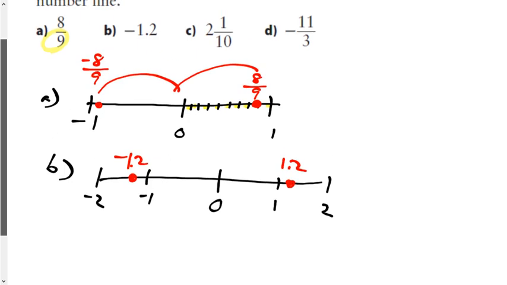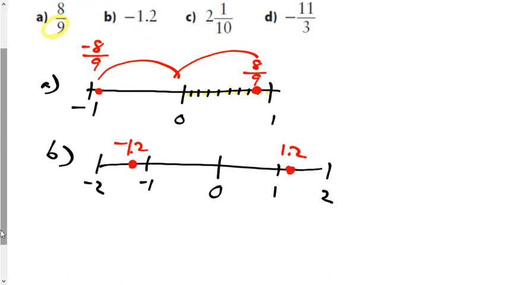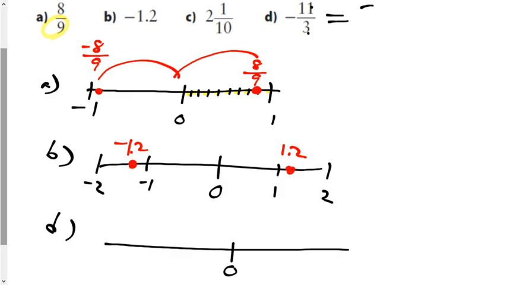I'm going to skip ahead to D. -11/3. Strategy is still the same. Put 0 in your middle. For this one, improper fractions are very difficult to work with. So I'm assuming, Michael, you changed -11/3 to a mixed fraction. How many 3's in 11? There are 3 of them. That's 9 with 2 left over. So you probably converted it to a mixed fraction of -3 2/3, correct? At which point, you now know that -4 will be over here and +4 will be here.